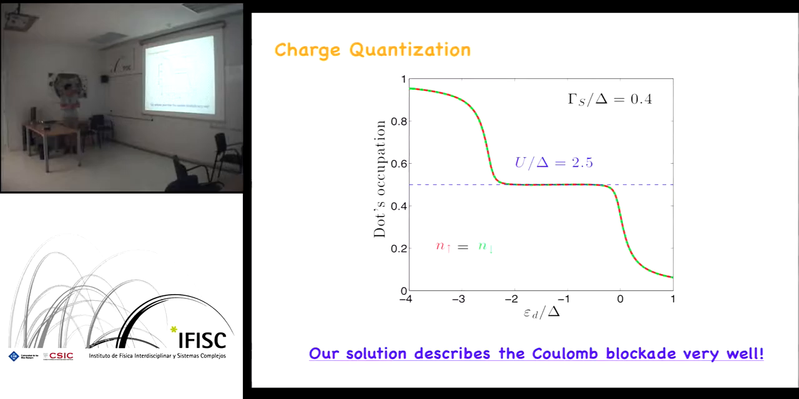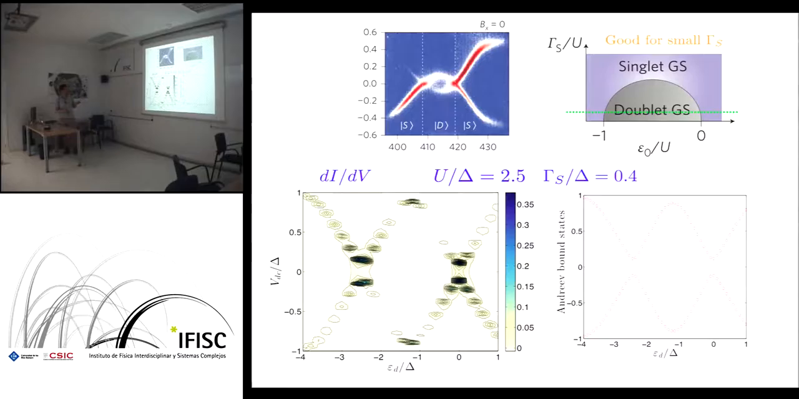In the Coulomb blockade regime, the dot can be filled one by one. So in this regime, the occupation is zero, but in this regime, the dot is singly occupied. In this regime, it is doubly occupied. Anyway, our solution well describes the Coulomb blockade.